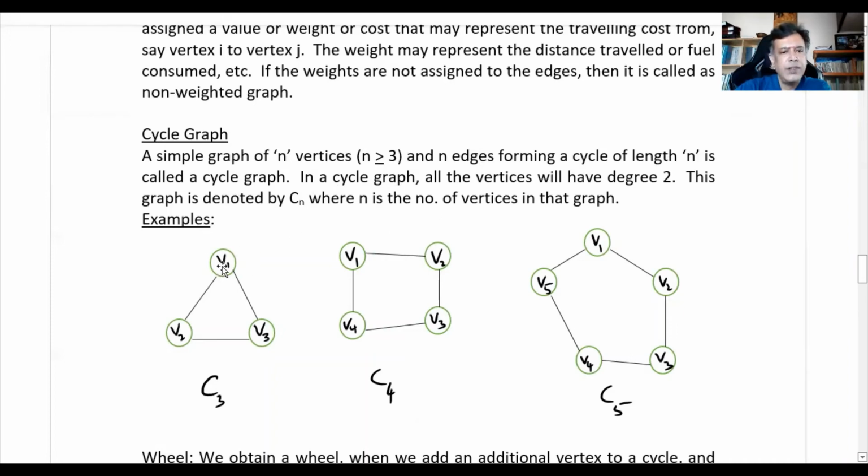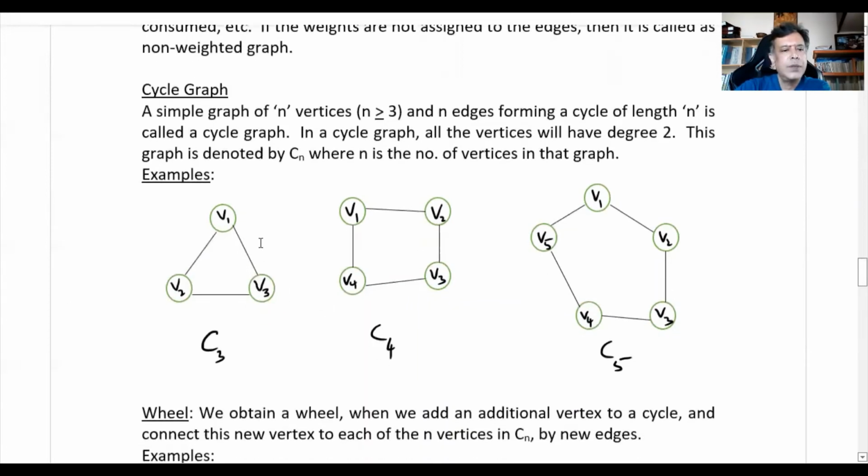See, if we take V1, it has degree 2 because it is connected with V2 and V3. Likewise, each of the vertices will have degree 2 only. This graph is denoted by C suffix n, where n is the number of vertices in that graph. So this is a cycle 3 graph, this is a cycle 4 graph, this is a cycle 5 graph. In each of these graphs, you may notice each vertex will have degree 2 only.